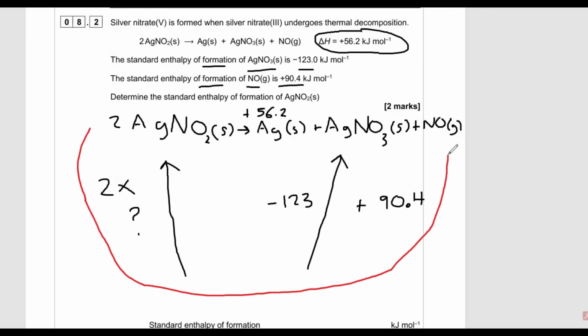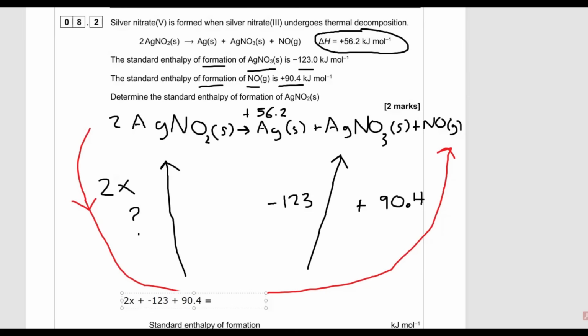We don't need to do the formation of Ag because it would be in its elemental form, so it'd be 0. So Ag formed from its elements is 0, right? I draw a big red arrow going around. Now I don't know the AgNO2 formation, so I'm leaving that as 2 times X because there's a coefficient of a 2, so 2 lots of X. I've drawn the big red arrow going round. You always do this going anti-clockwise, and now I'm going to write this out as an equation.